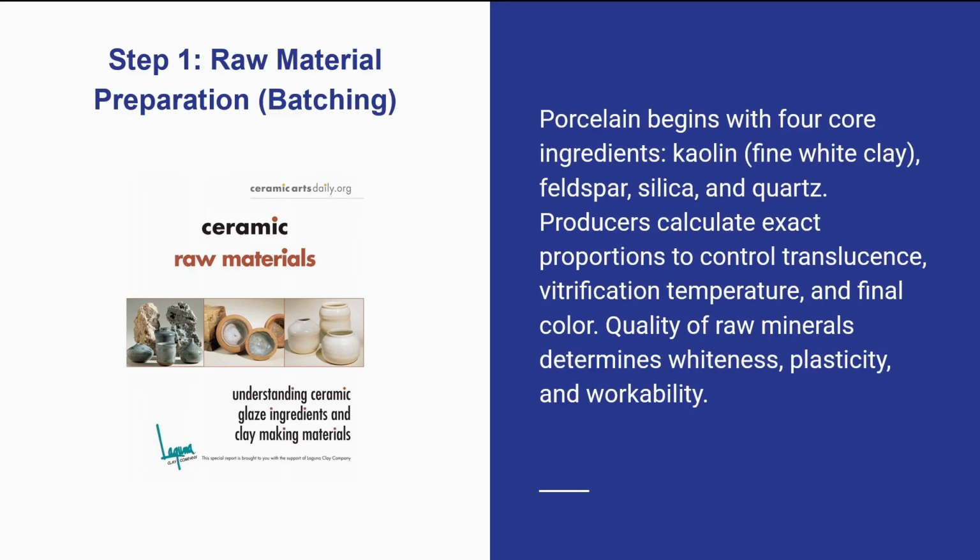Step 1. Raw material preparation, known as batching. Porcelain begins with four core ingredients: kaolin, which is a fine white clay, feldspar, silica, and quartz. Producers calculate exact proportions to control translucence, vitrification temperature, and final color. Quality of raw minerals determines whiteness, plasticity, and workability.